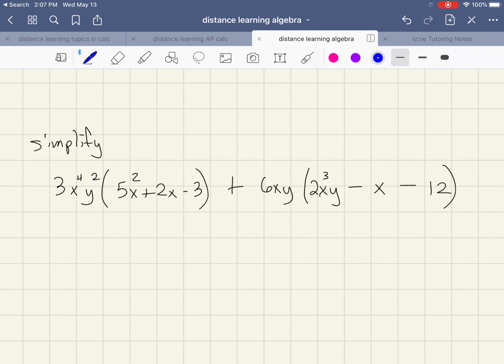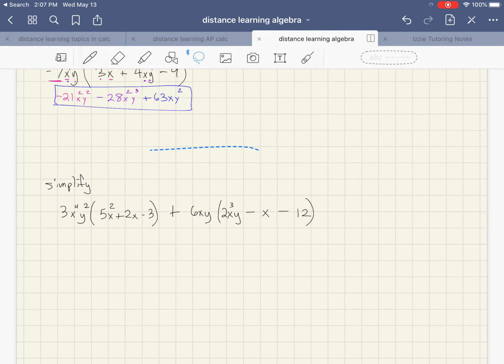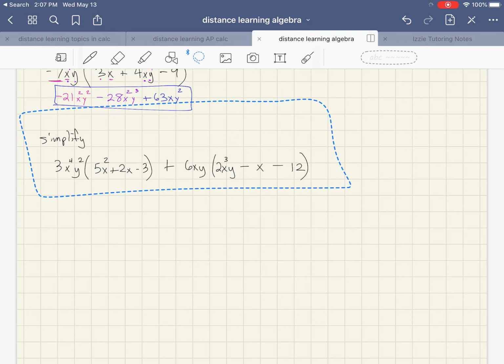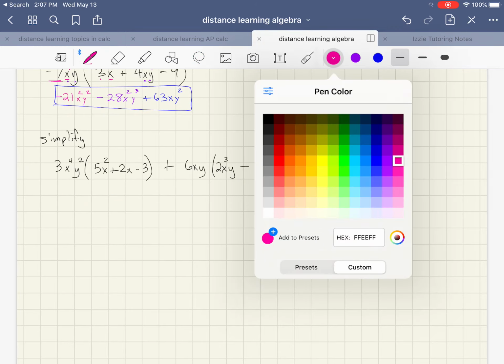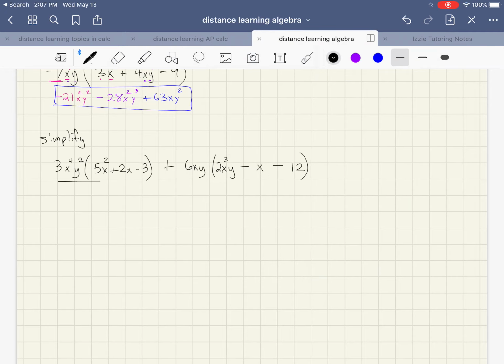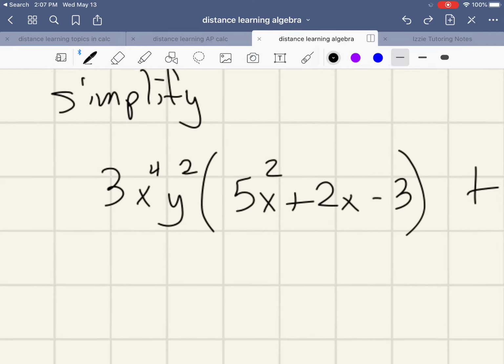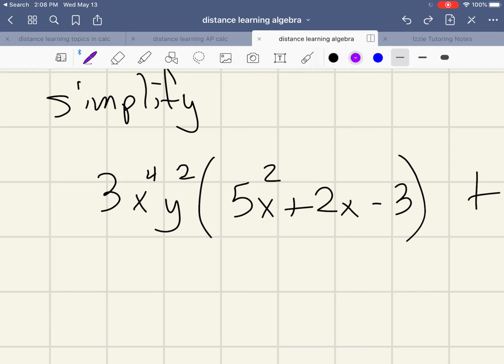And then we get to this last one, which is really a combination of the last assignment, the last video, and this video in one problem. So we're basically distributing here, we're distributing here, and then we're going to add those polynomials, or the results of those multiplications. So let's give it a shot. Focus on this one first.